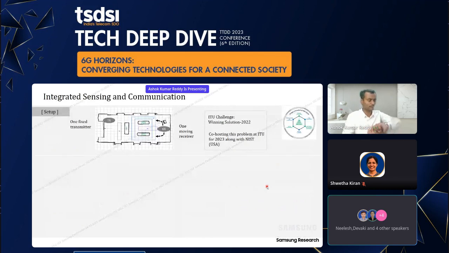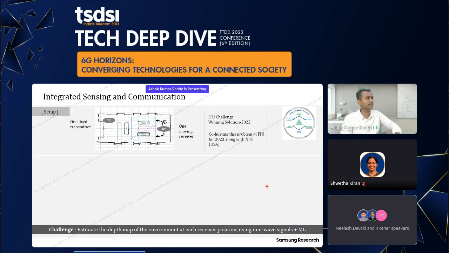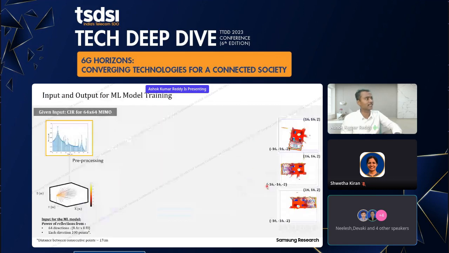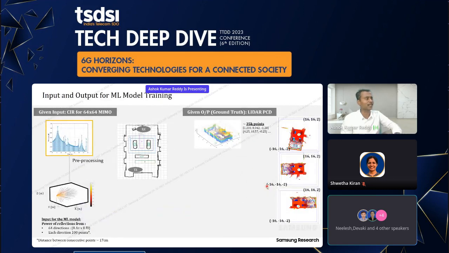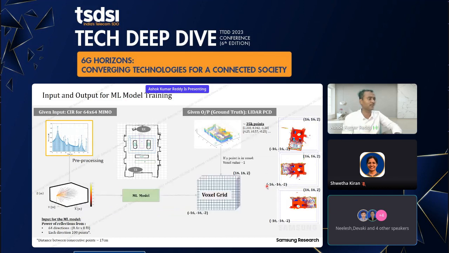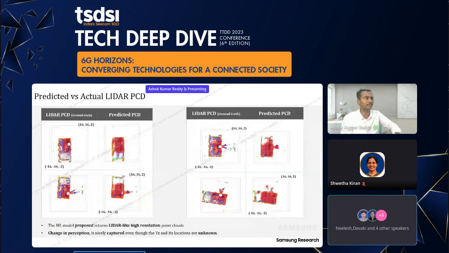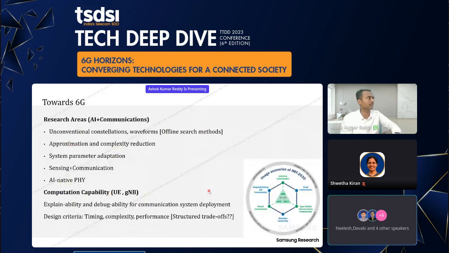Okay, so I would like to skip this work item here. We tried some work on integrated sensing and communication, but it's a quick example I'd like to show. This was a challenge by ITU through NIST. NIST posed a challenge saying, if I give you the channel pulse response of a given system, can you really measure the depth map of it? So we tried and we actually were winners of this challenge.